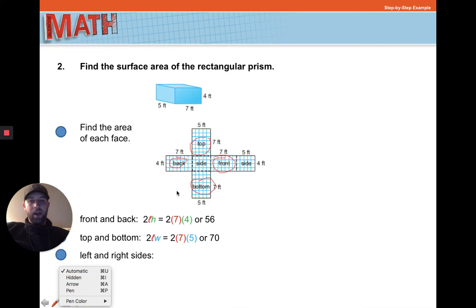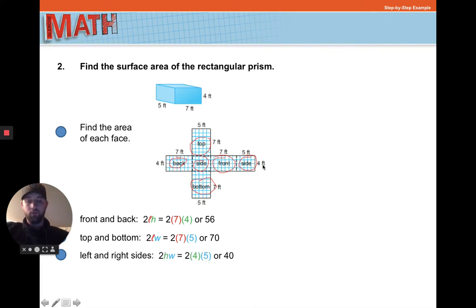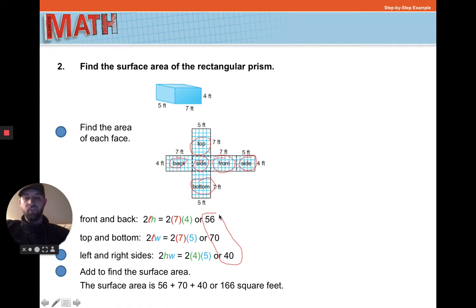Lastly, we're looking at the sides. Those are the only ones left here. Those two should be the same shape. Their dimensions are 5 and 4. So when I find the area, I just do 5 times 4, and that equals 20. If I have two of them, I should have 40 for the sides. Now to find my surface area, all I have to do is add up these three numbers right here. 56 plus 70 plus 40 is 166 square feet. Notice we're going back to square feet because we're talking about area.